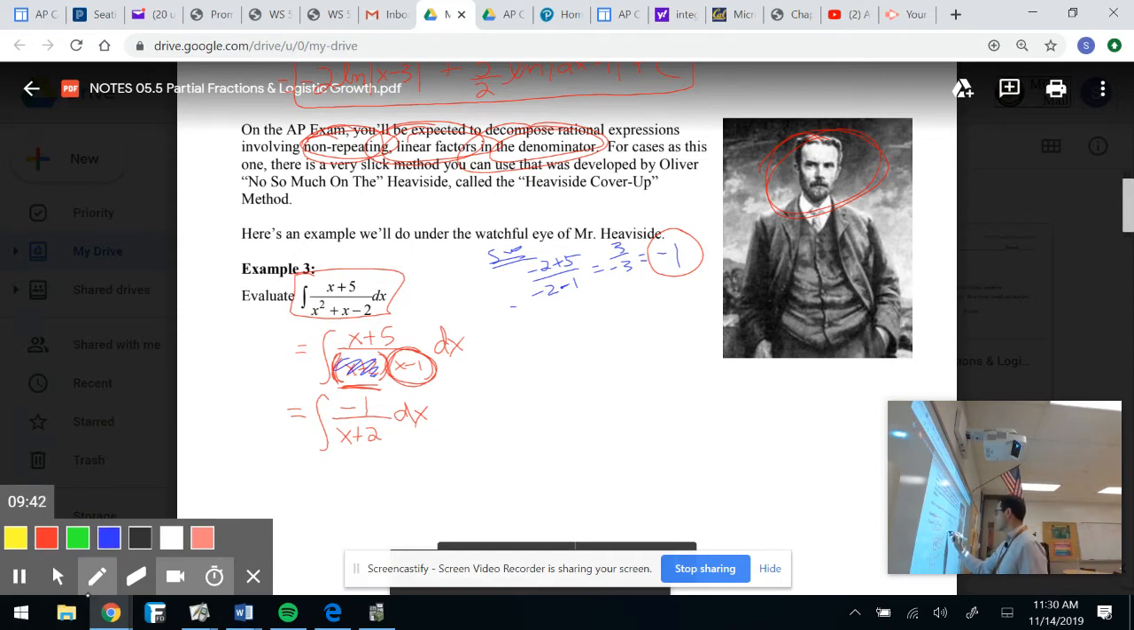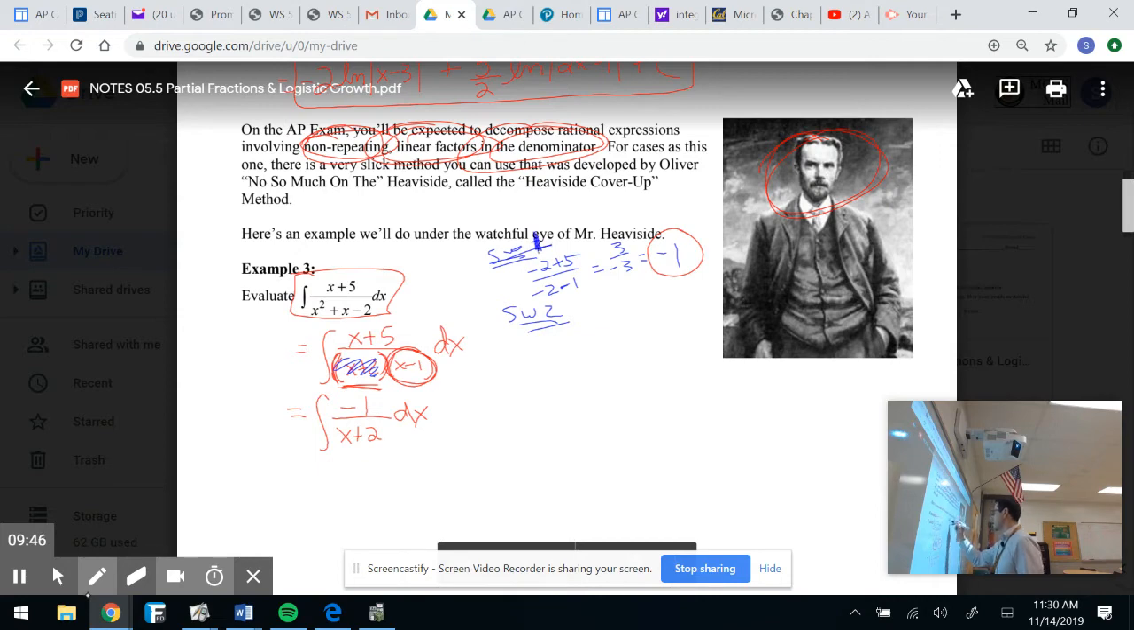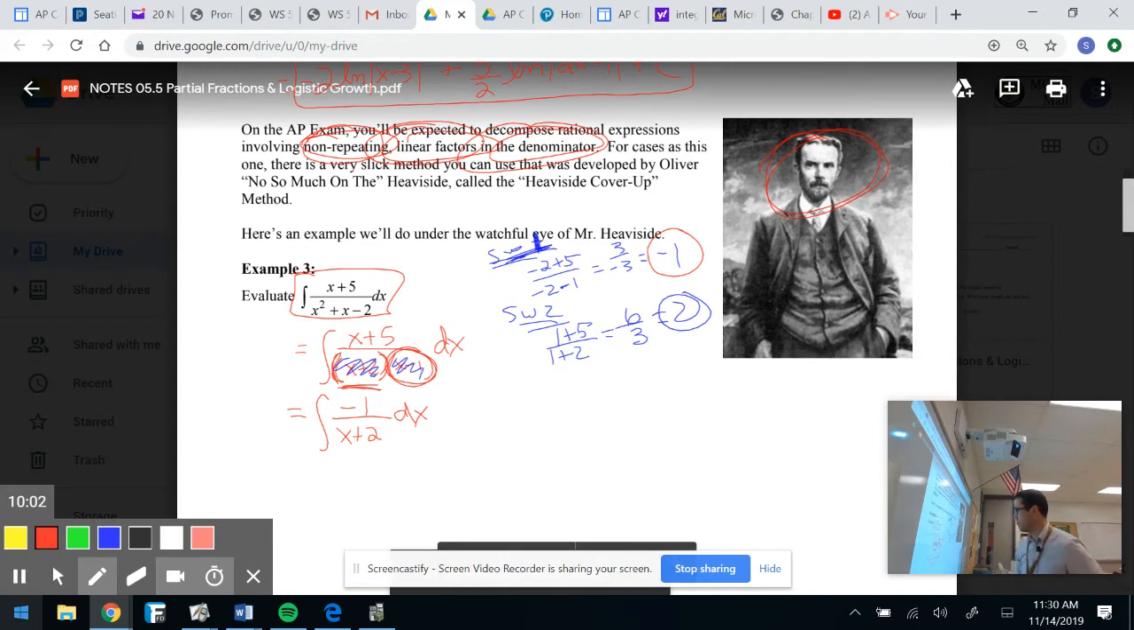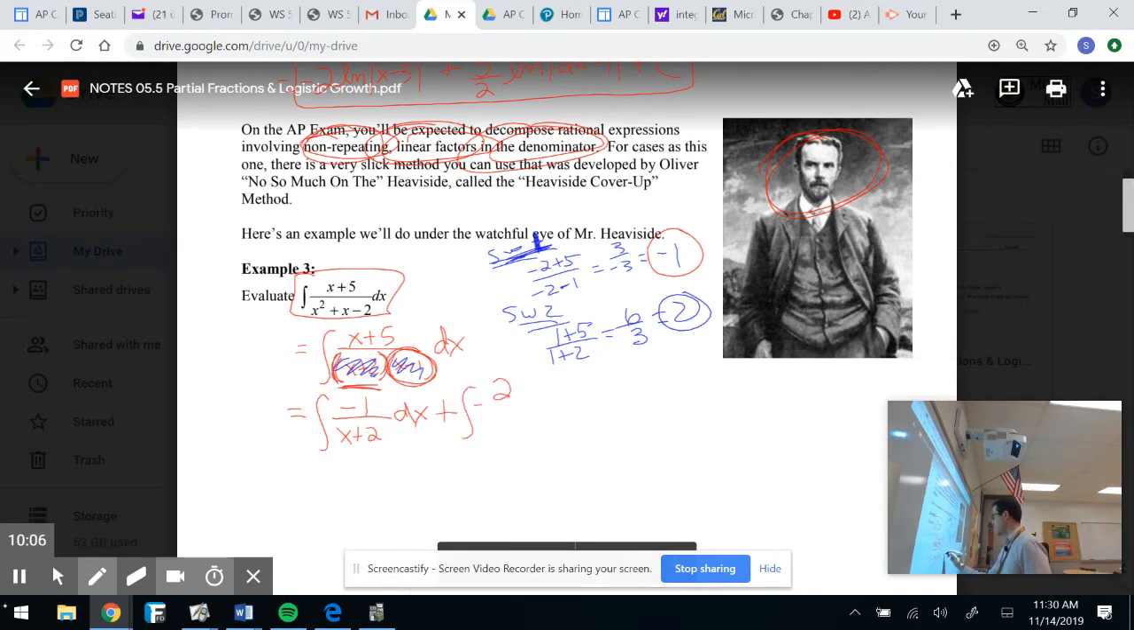So let's come back here and do side work. We'll call it side work nibon. Okay, so side work nibon would be cover up this guy, cover up that guy, and I'm going to put a 1 there and a 1 there, which gives me a 1 plus a 5 over a 1 plus a 2, which gives me a 6 over a 3, which is 2. So then I come over here in my problem, and I got to have a plus the integral of 2 over, what did I cover up? x minus 1. So an x minus 1 goes there, dx.